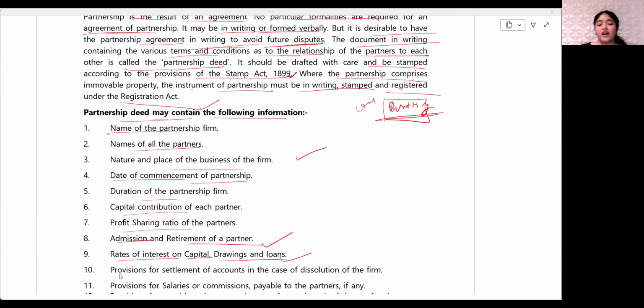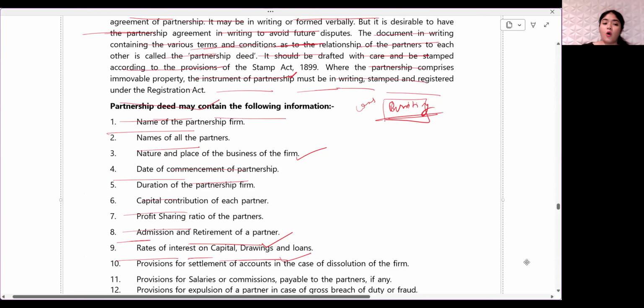Provision for settlement of accounts in case of dissolution. So how the accounts will be settled when the firm will be dissolved, what is the share to be given, how the goodwill will be recognized, all these things are to be written in your partnership deed. What is the salary to be paid, how much commission will be paid to the partners, what other than this any amounts are to be given to partners, any plant or machinery properties to be given to the partners, all things are going to be mentioned in your partnership firm.